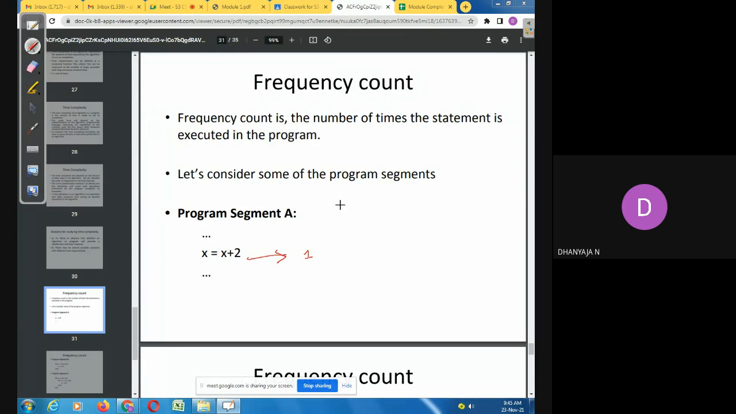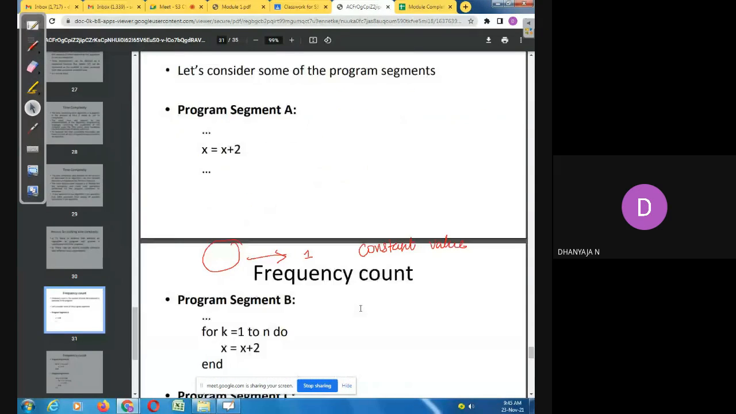Very good. So that means inside the program, some particular statement will be executing only once. Then we can say it is executing only one time. So we can say 1 is merely considered as a constant value, right? So it is constant time execution. Now we will consider some other example.